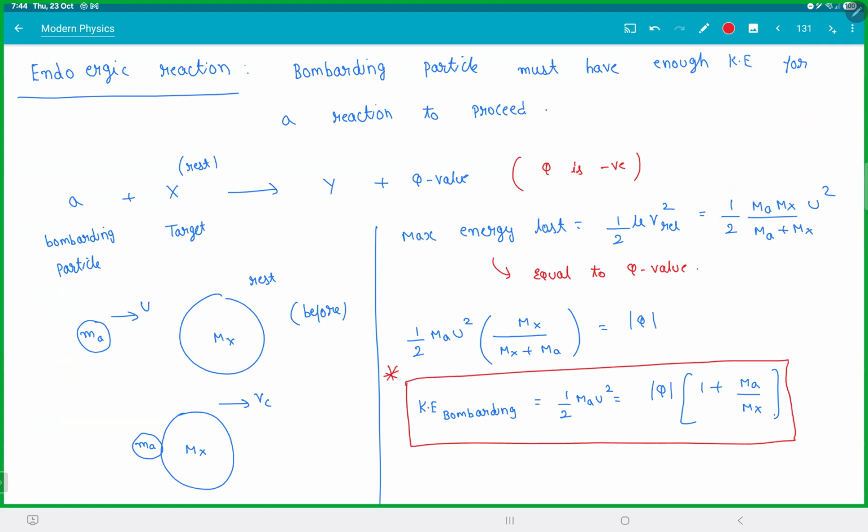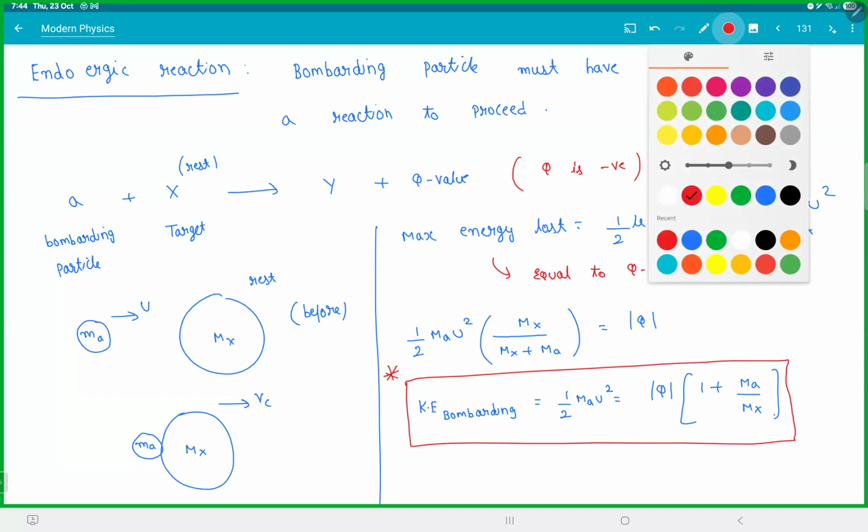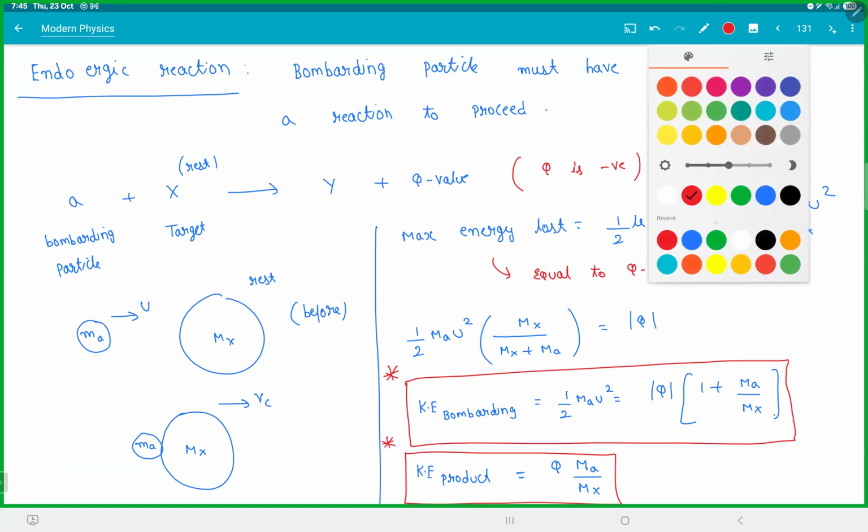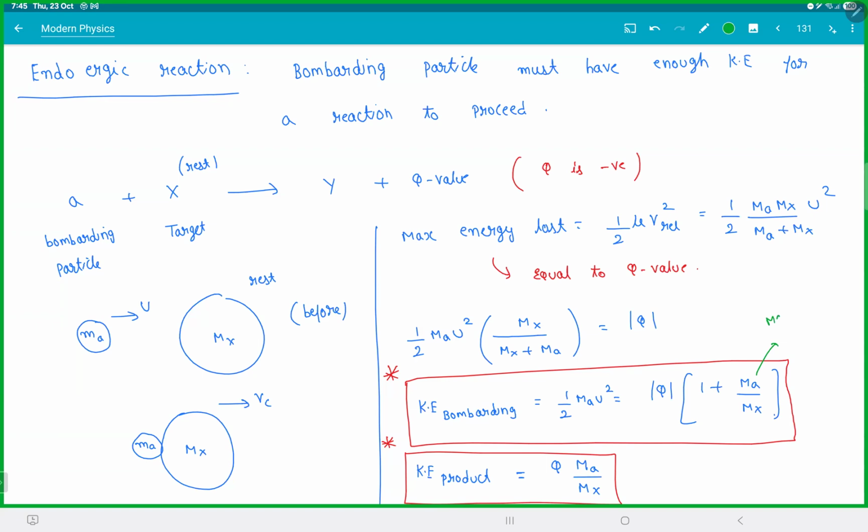This itself is an advanced question. The theory which I explained here is an advanced question. Same thing, after the collision is over, you can calculate the kinetic energy of the products. That will be half (Ma plus mx) Vc square. That would come out to be Q into Ma by mx. So it's fine if you don't remember this, but you should know how to derive this. Ma is the mass of the bombarding particle. Mx is the mass of the nucleus.